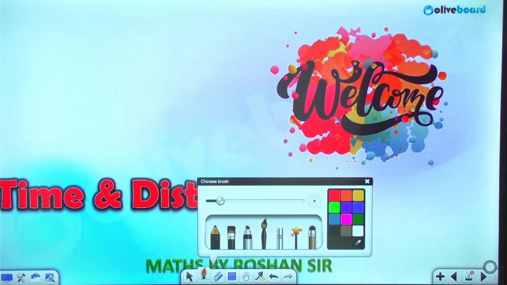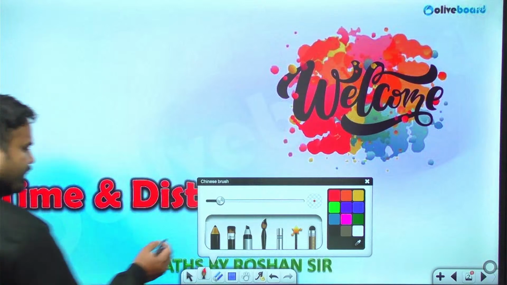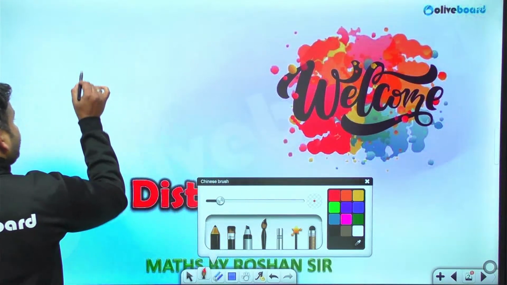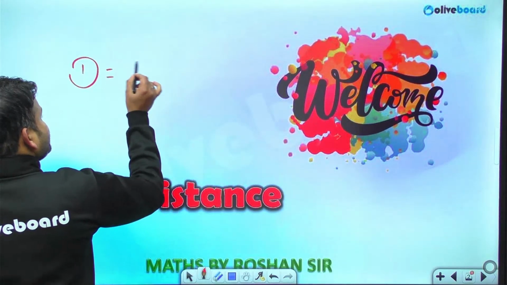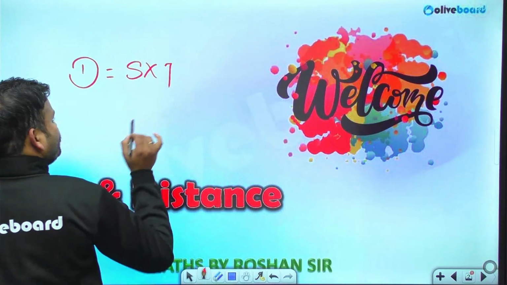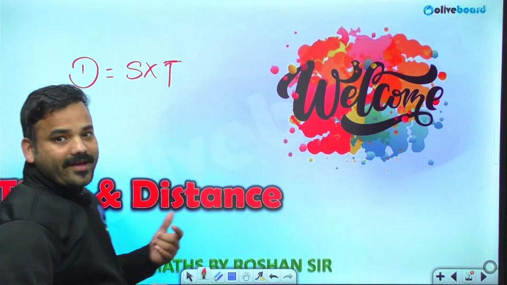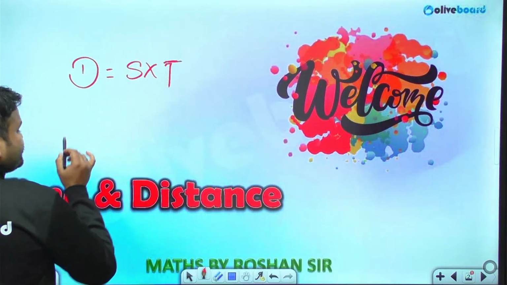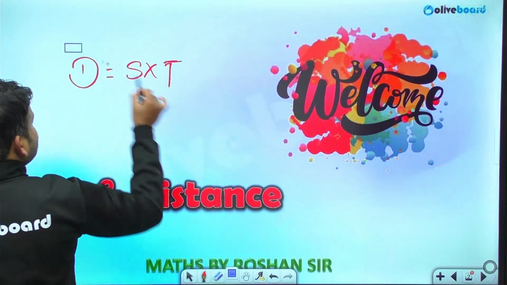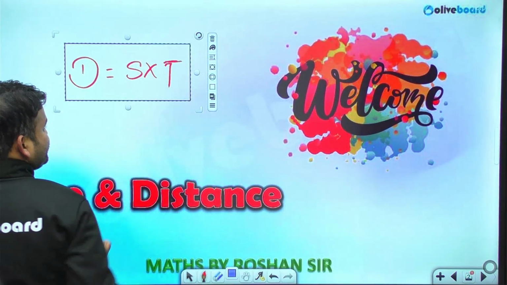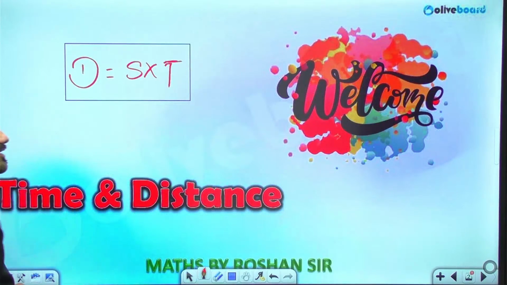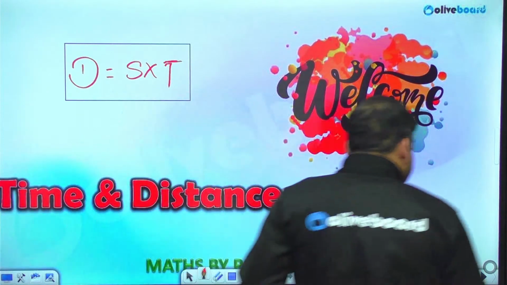In the topic of time and distance, we are concerned about three things: distance, speed and time. Distance is directly proportional to speed, and distance is directly proportional to time as well. Fine. So distance equals speed into time. Based on this single expression, all the questions of time and distance can be done. Fine. So let's start with our topic.